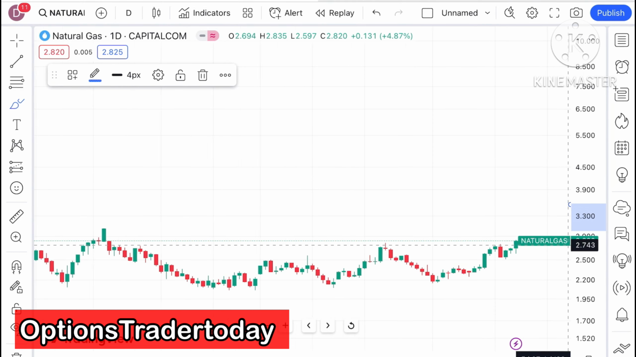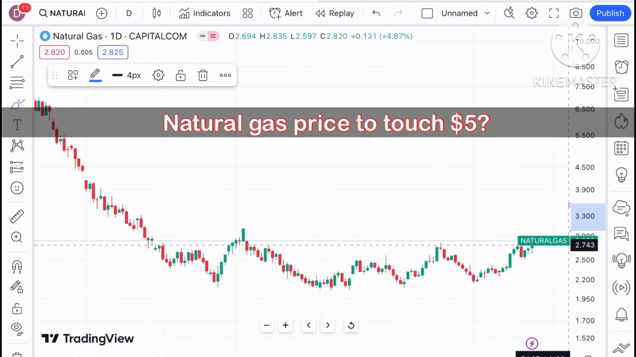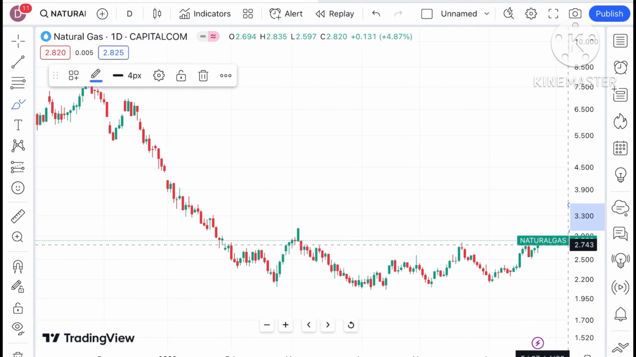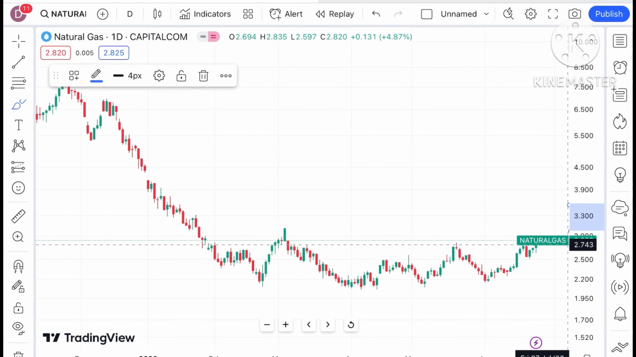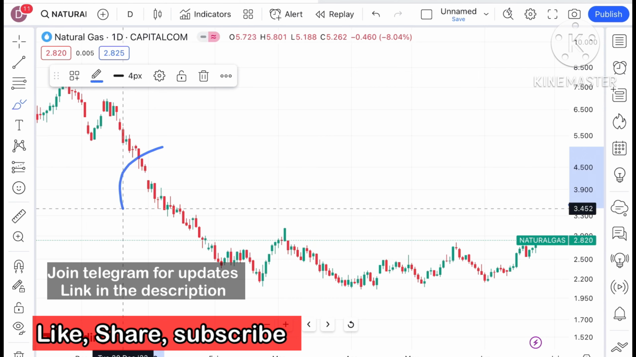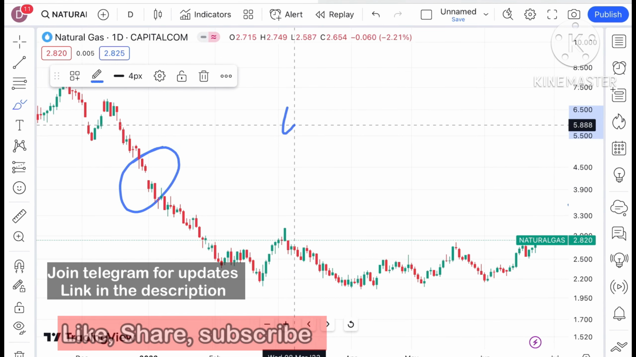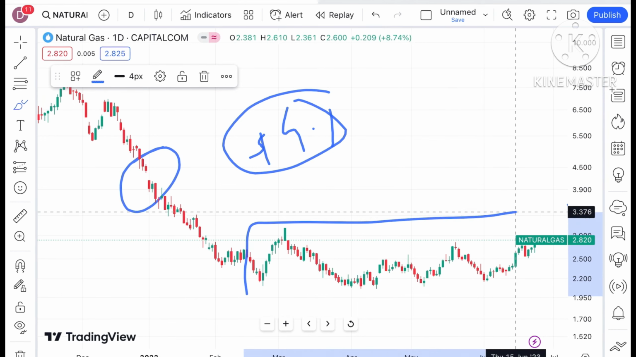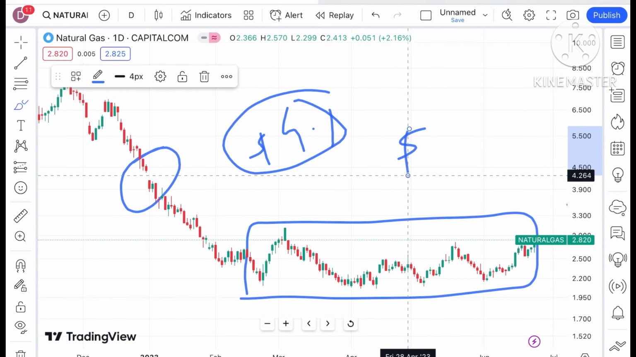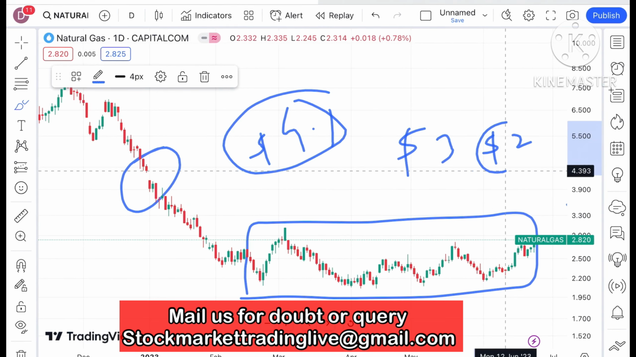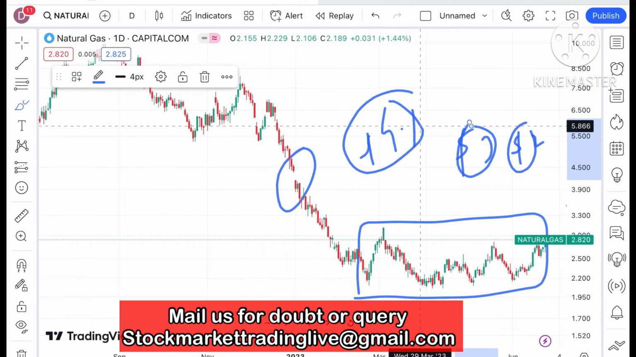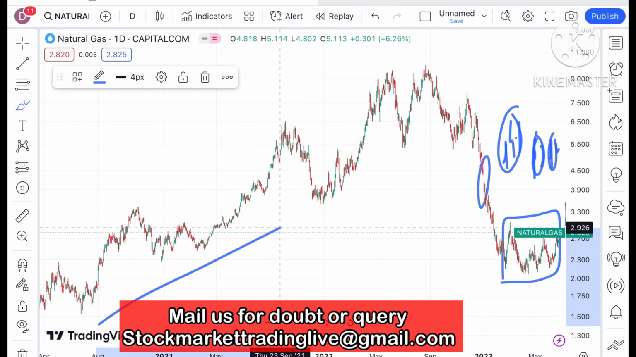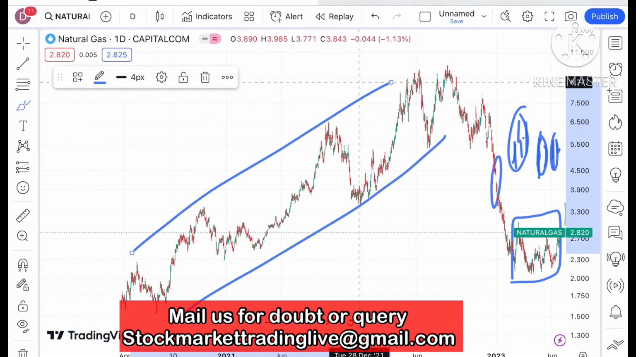So in this video I'll explain how the price of natural gas has moved and how it can move on Monday. If you look at the chart of natural gas, the gap is still pending at a level of $4.1. First thing. Second thing is that it is moving in a zone of $3 and $2. And the third thing is that after the pandemic it has created a pattern, same like crude.